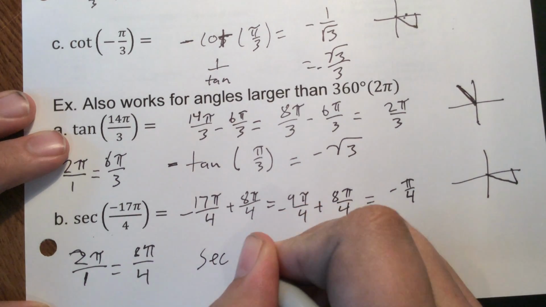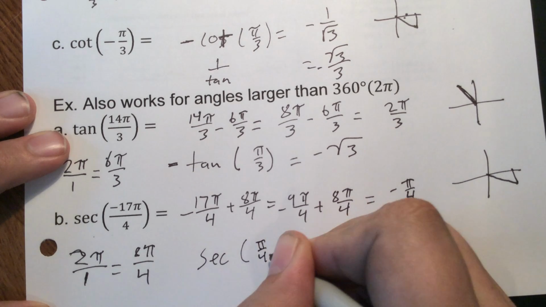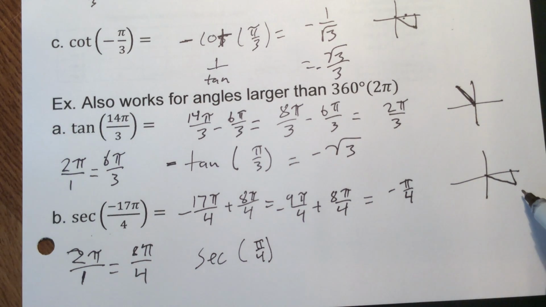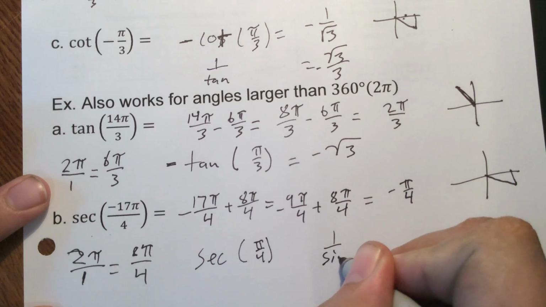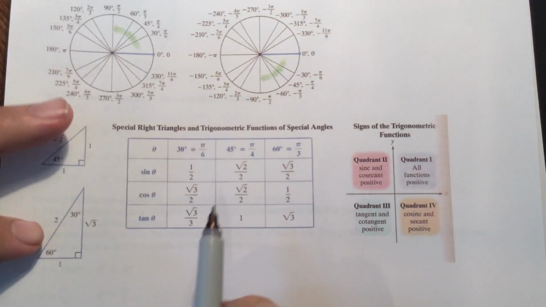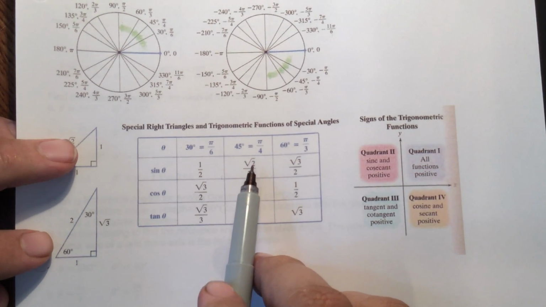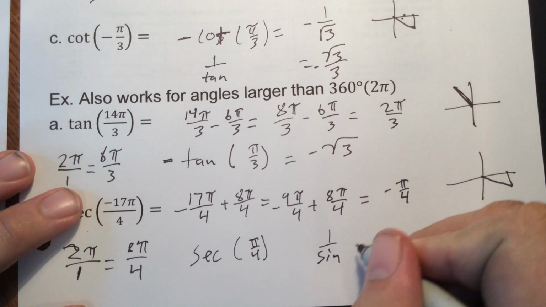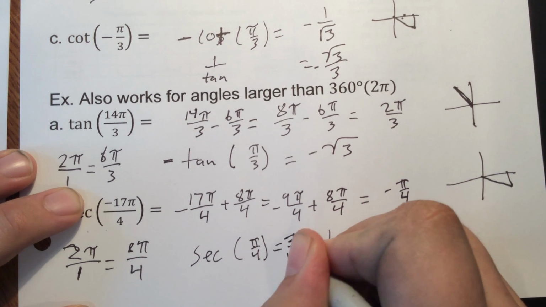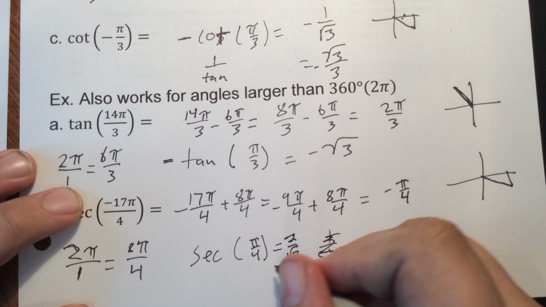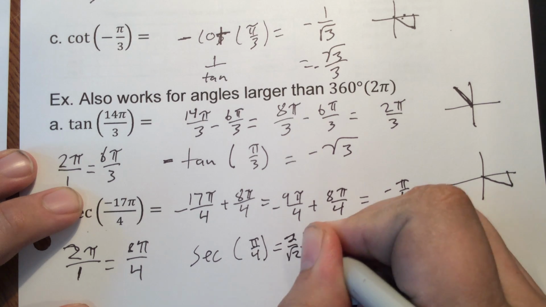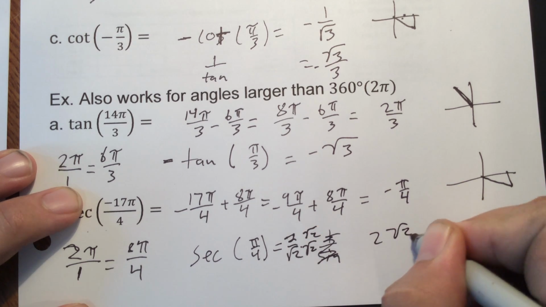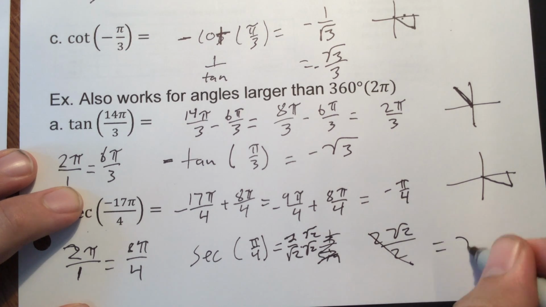So we're going to do secant of pi over 4. Now we're in quadrant 4. Secant in quadrant 4 is actually positive, so we're just going to leave this. Secant, remember, is 1 over sine. So if we do sine of pi over 4, we're going to get square root of 2 over 2. So we're going to flip that and have 2 over the square root of 2. You'll rationalize that, so multiply by square root of 2 over square root of 2. So 2 square root of 2 over 2. Well, our 2's can cancel out. We just end up with square root of 2 then.